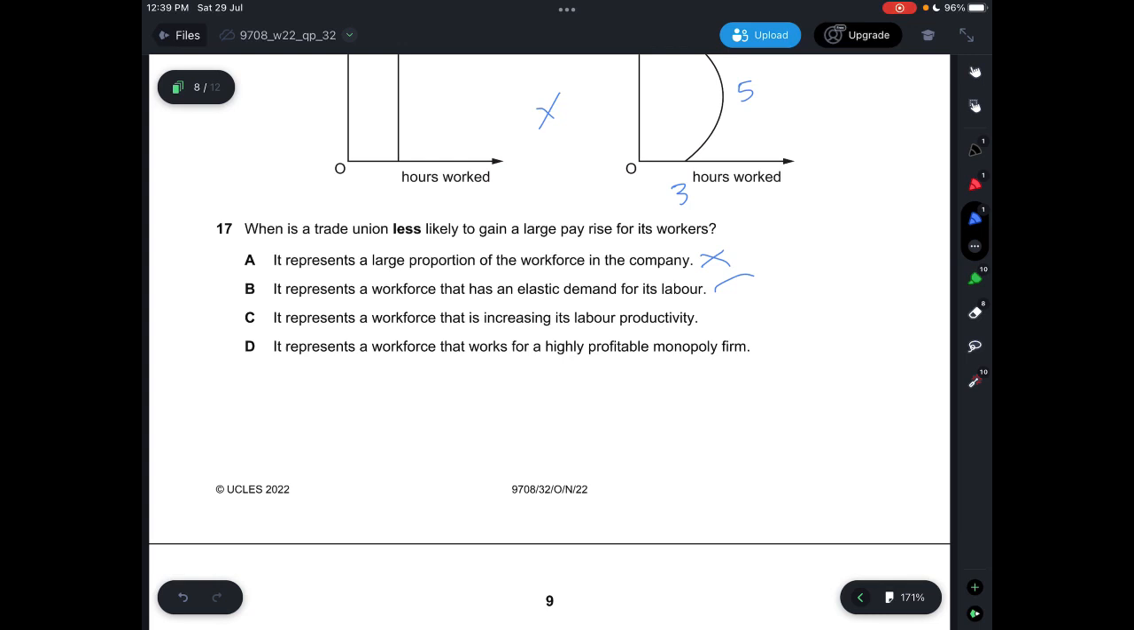And C, it represents a workforce that is increasing its labor productivity. This would make it possible to have a larger pay rise. And D, it represents a workforce that works for a highly profitable monopoly firm. If it's a highly profitable monopoly firm, it's likely for them to have a large pay rise. So this is incorrect. So answer is B.